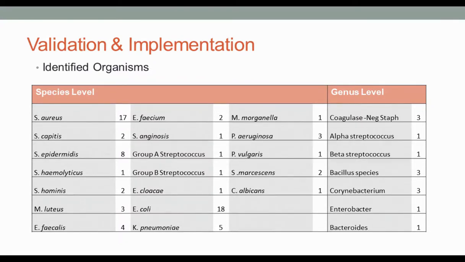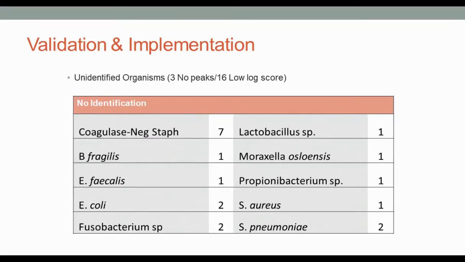Here's the list of the organisms that we tested, along with a number of isolates of each. The left side shows the organisms that were identified to the species level, while the right side shows the organisms that were identified to the genus level. This chart lists the organisms that did not produce an identification. You can notice that some of these organisms are slow growers or anaerobes, or sometimes produce not much growth in a blood culture bottle.